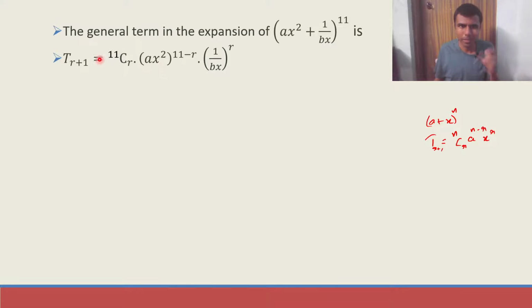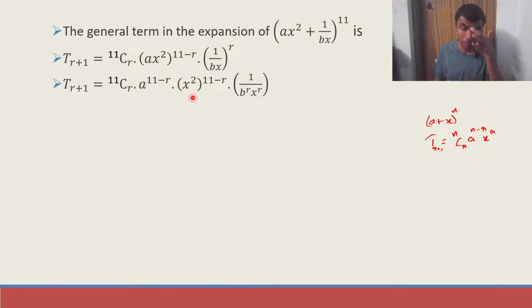11Cr is already there, we cannot do much about that. Now (ax square) power 11 minus r. (ab) power m is nothing but a power m into b power m. So (ax square) power 11 minus r is a power 11 minus r into (x square) to the power 11 minus r. Likewise, (1 by bx) to the power r is nothing but 1 by b power r into x power r. The power just came to them, nothing much.